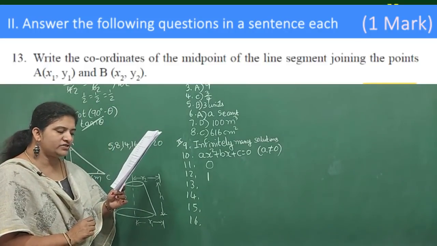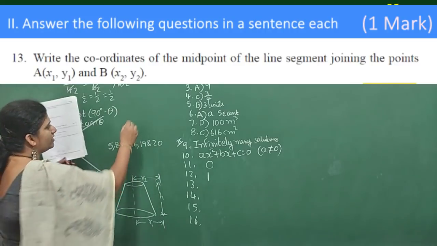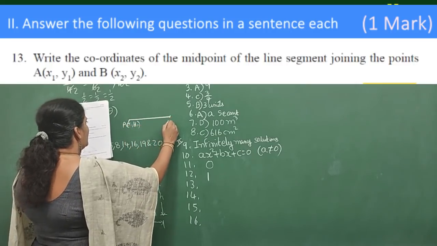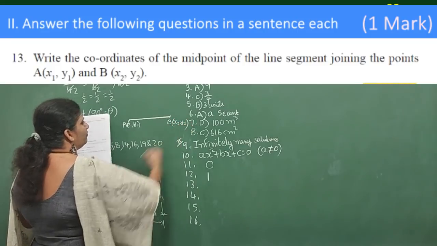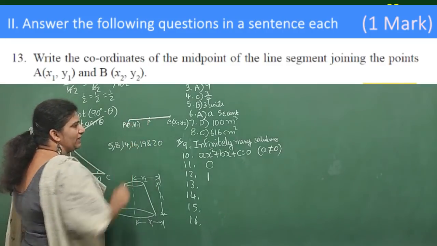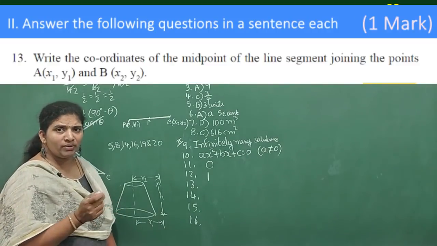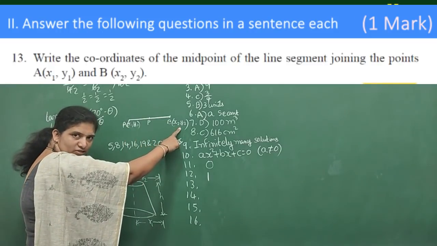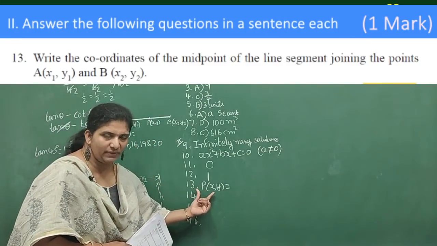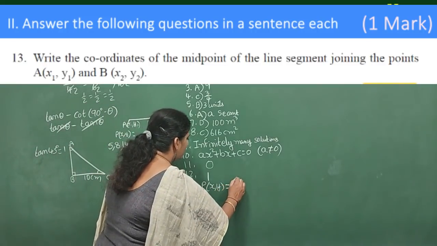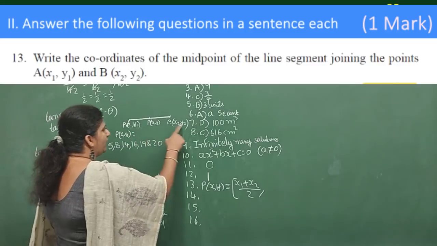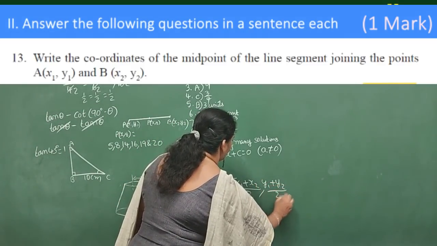13th one. Write the coordinates of the midpoint of the line segment joining the points. Okay, let me draw a line segment. A, x1, y1 and B, x2, y2. What is the midpoint of this line segment? Okay, let me take here. Midpoint, let it be P. What is this midpoint? Do you remember midpoint formula? x1 plus x2 by 2, y1 plus y2 by 2. Let the midpoint coordinate be x, y, P of x, y. That will be x1 plus x2 by 2, y1 plus y2 by 2. Okay.